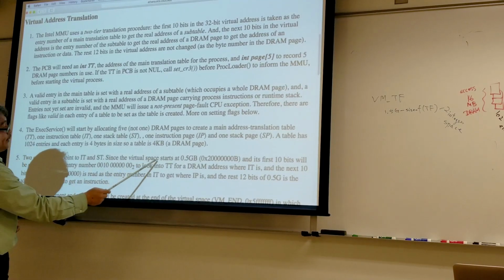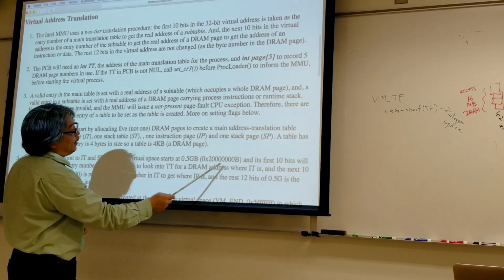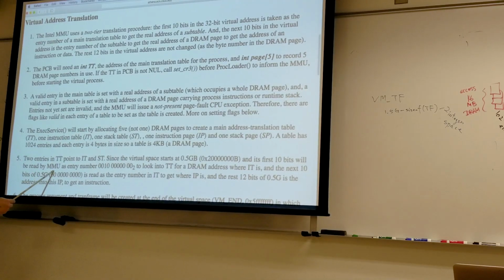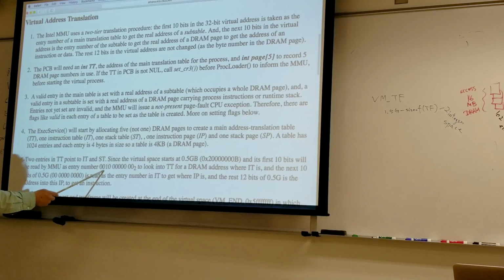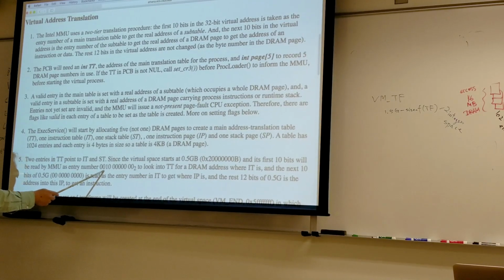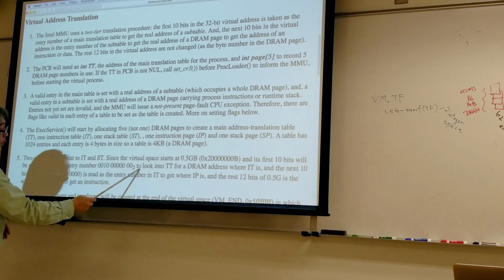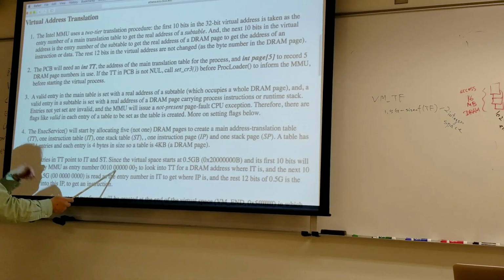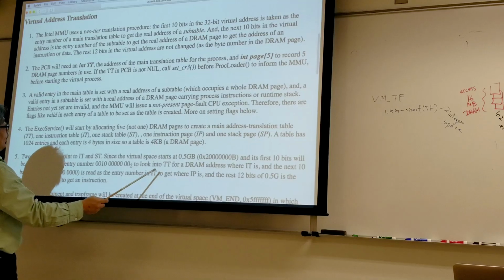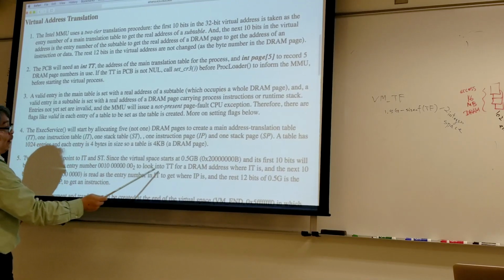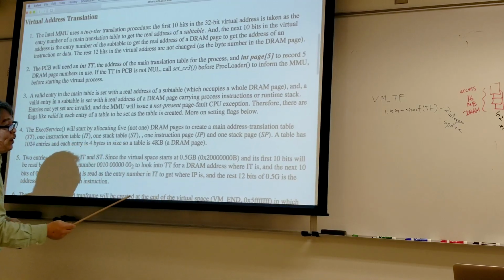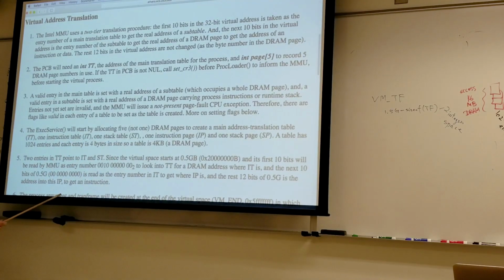Since the virtual space starts at 0.5 gigabyte, its first 10 bits, the first 10 bits read by the MMU will be this number, the first 10-bit binary, and this is 128. So that will be the entry number in the TT. Entry 128 needs to be filled in with the address of the IT, the instruction table. Okay, so that's where the IT address is, in entry 128 of the main table TT.